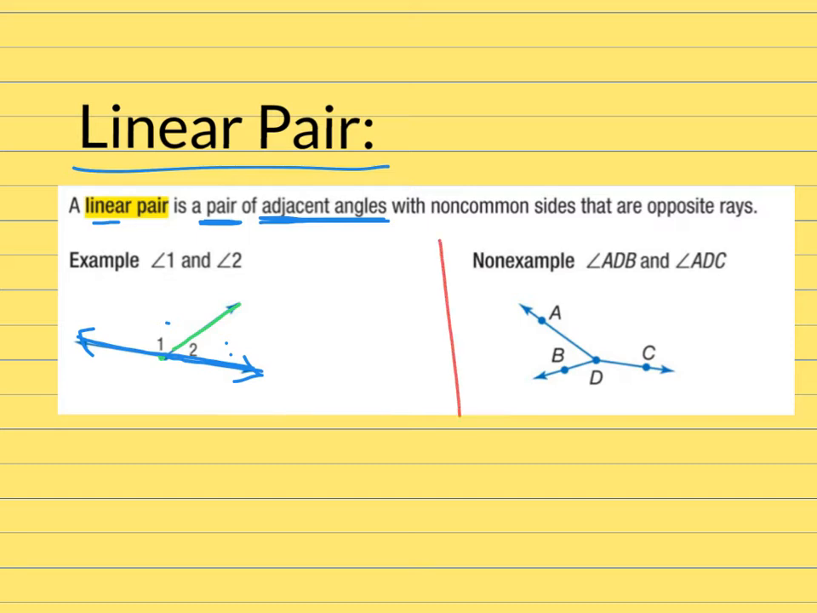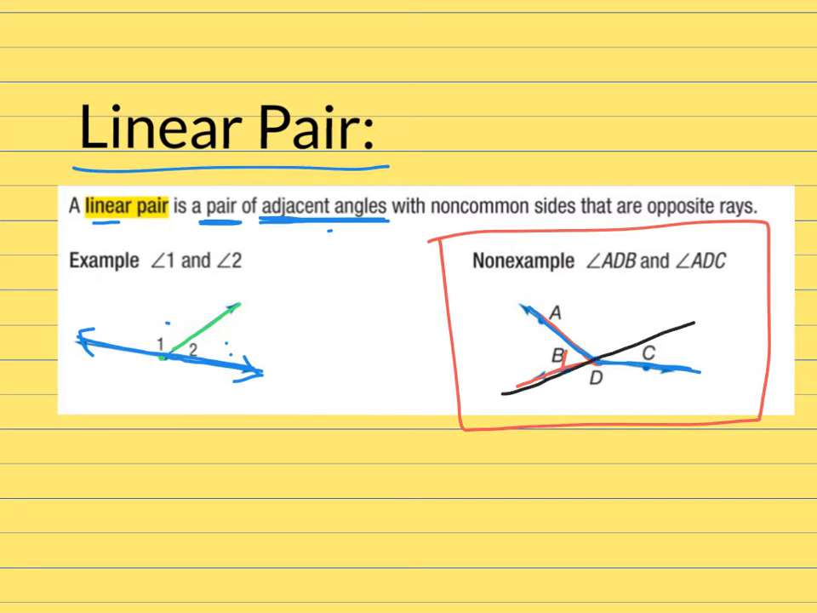This is a non-example. I have angle ADB. So I trace A to D to B, this angle right here. And angle ADC. They are adjacent angles because they have a common vertex and a common side. But their non-common sides do not make a straight line. See how it would normally go straight like this? So this is a non-example of a linear pair.